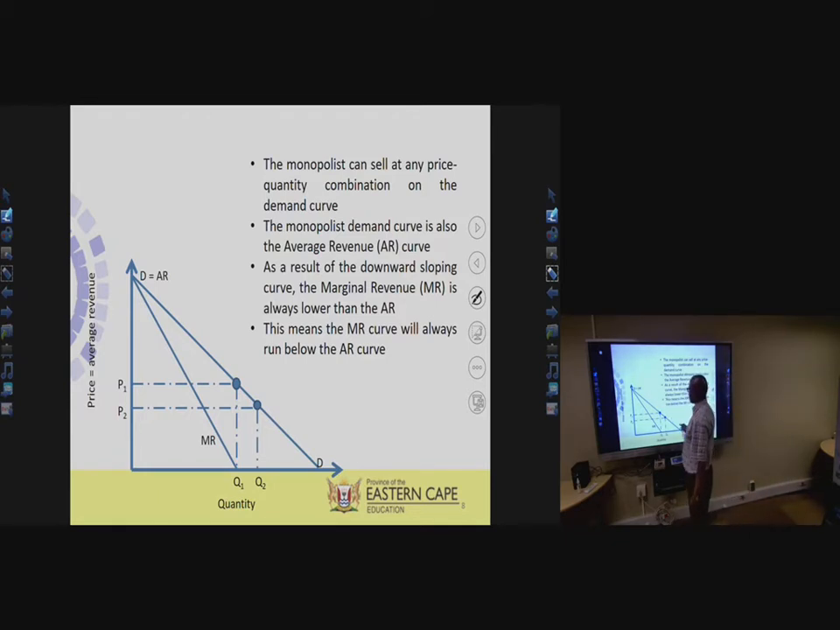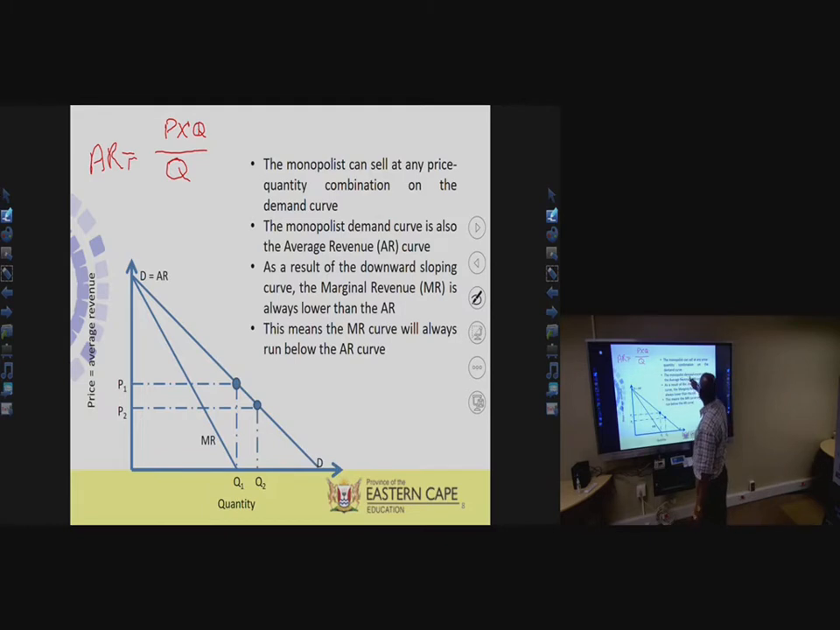Therefore, the demand curve is made and is basically showing us the quantity to be sold at a particular price. Then let me move to the second point. The monopolist demand curve is also the average revenue, that is, equal to the AR curve. I need to explain that. The AR is your average revenue.